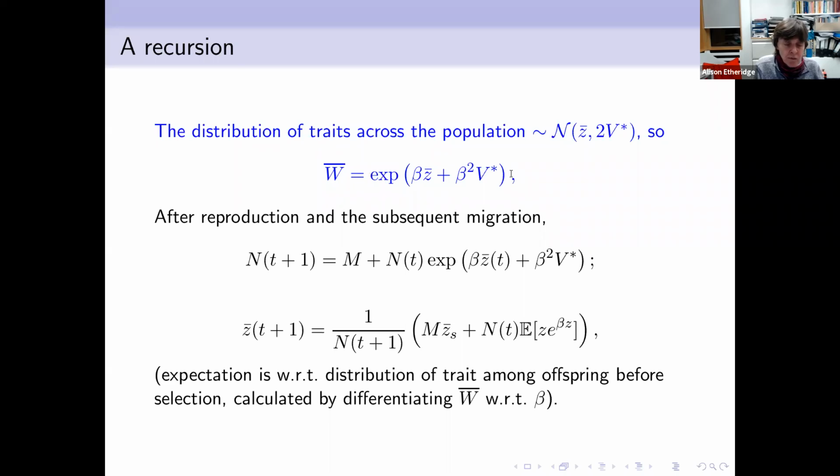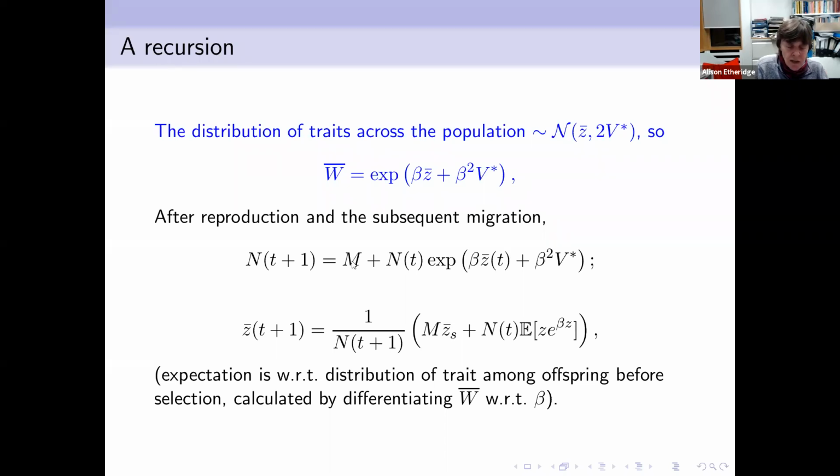And so now I'm going to be able to write down a recursion for the number of individuals in my population and the mean trait value. So the number of individuals, remember, before migration was going to be the number of parents multiplied by the average breeding value across randomly chosen pairs. Okay? That was our model. So this term is the individuals that had parents who were already living on my island. And this M is the additional migrants that I'm having in each generation.